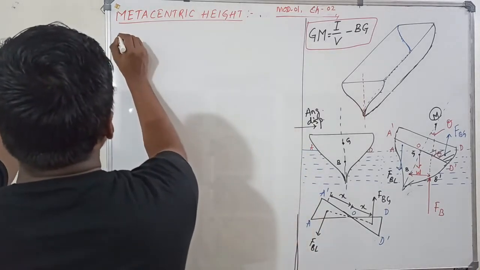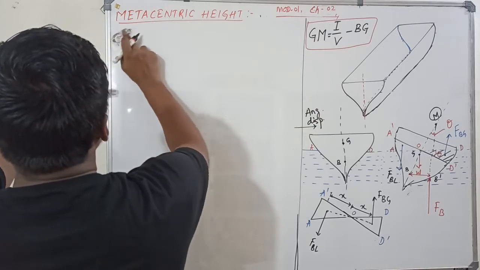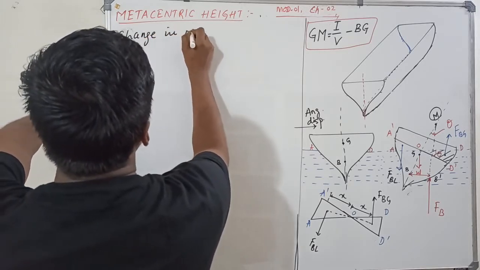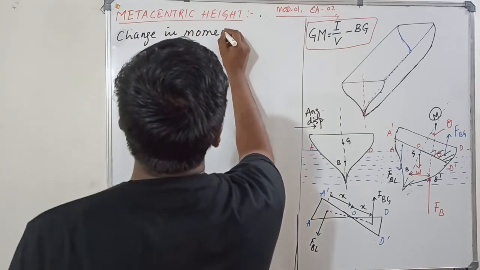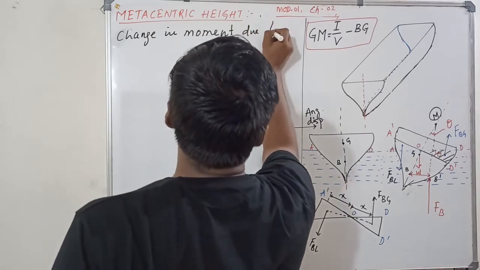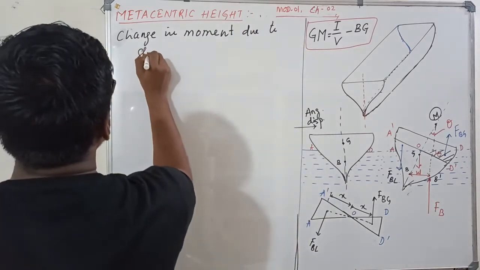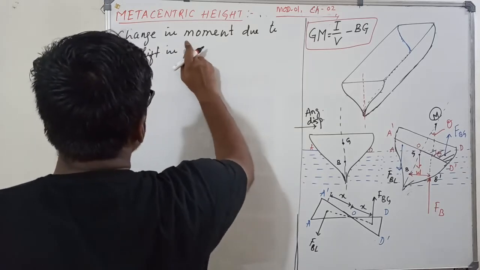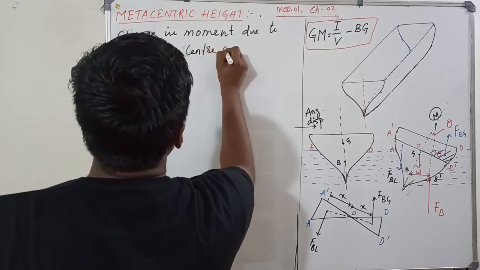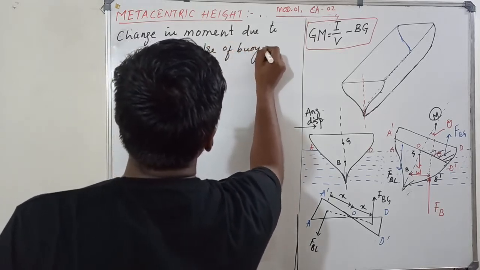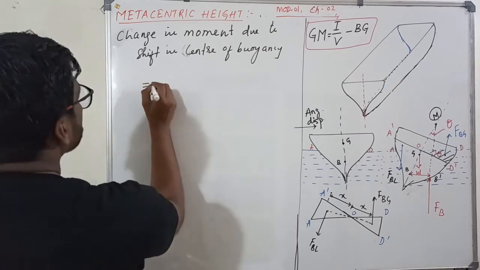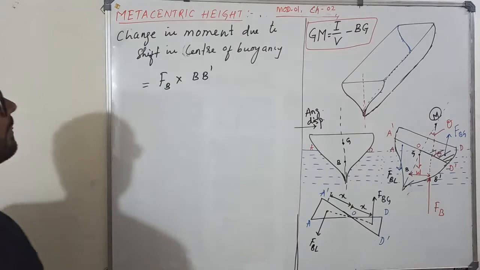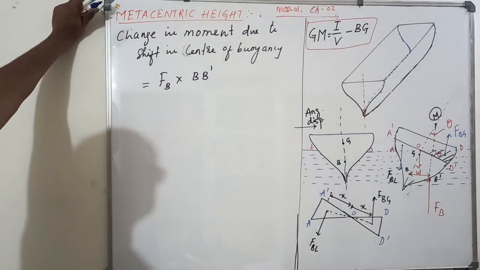Okay, so I will write here couple, change in moment, due to shift in center of buoyancy. What is this couple, sir? This couple is your FB multiply BB dash. FB multiply BB dash. That is your couple.